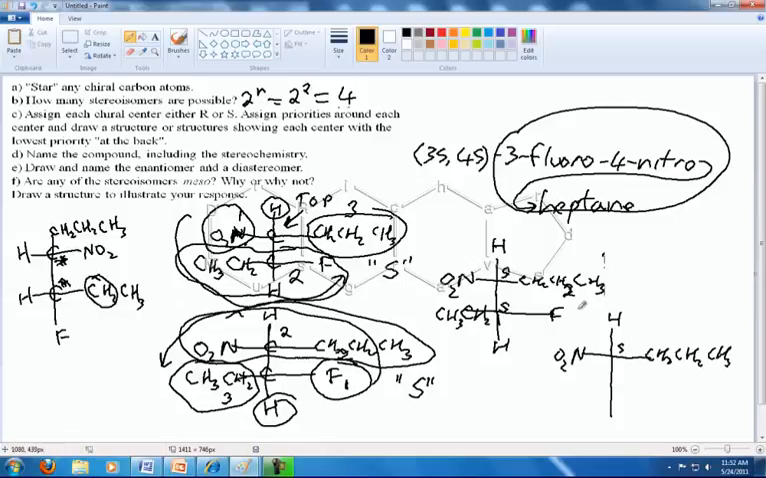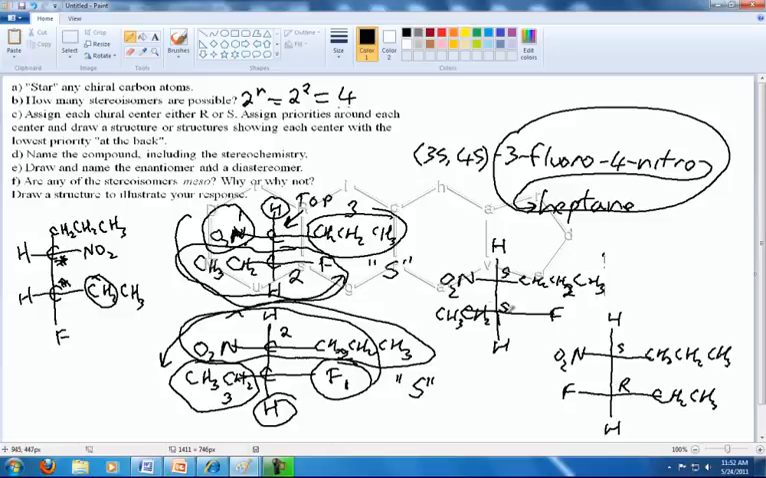Now to change the stereochemistry of the bottom one, all I have to do is switch two groups. So if I switch the F and the CH2CH3, that will be enough to change it so that the stereochemistry switches. Alright, so there you go. That's going to go from an S to an R.